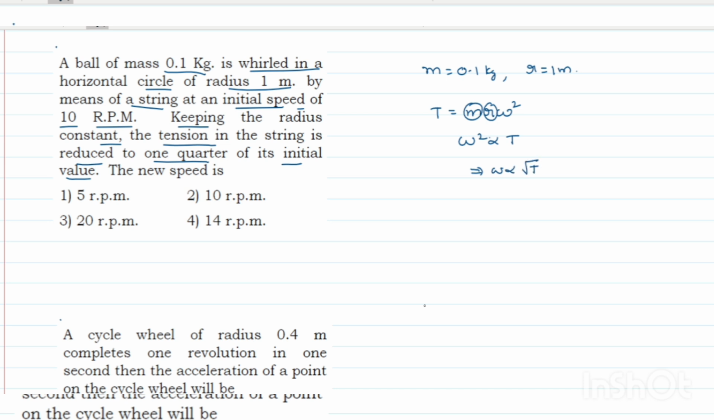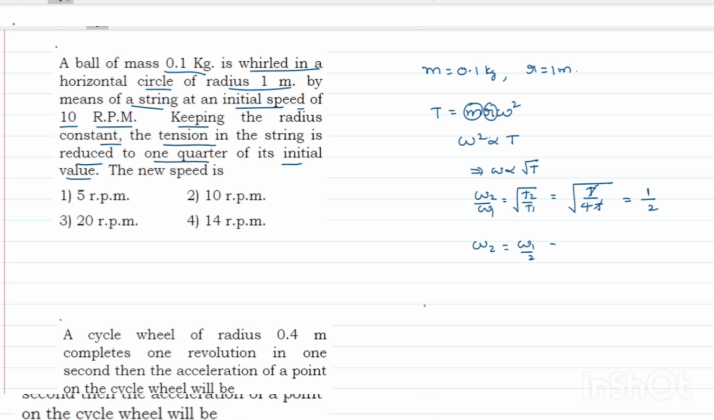So the new angular speed they are asking, you can take as omega 2 by omega 1, which will be equal to root of T2 by T1. T2 becomes T by 4 since the tension in the string is reduced to 1/4, and the initial tension is T. So T gets cancelled, and we get under root 1 by 4, which is 1 by 2. So omega 2 will be equal to omega 1 by 2.